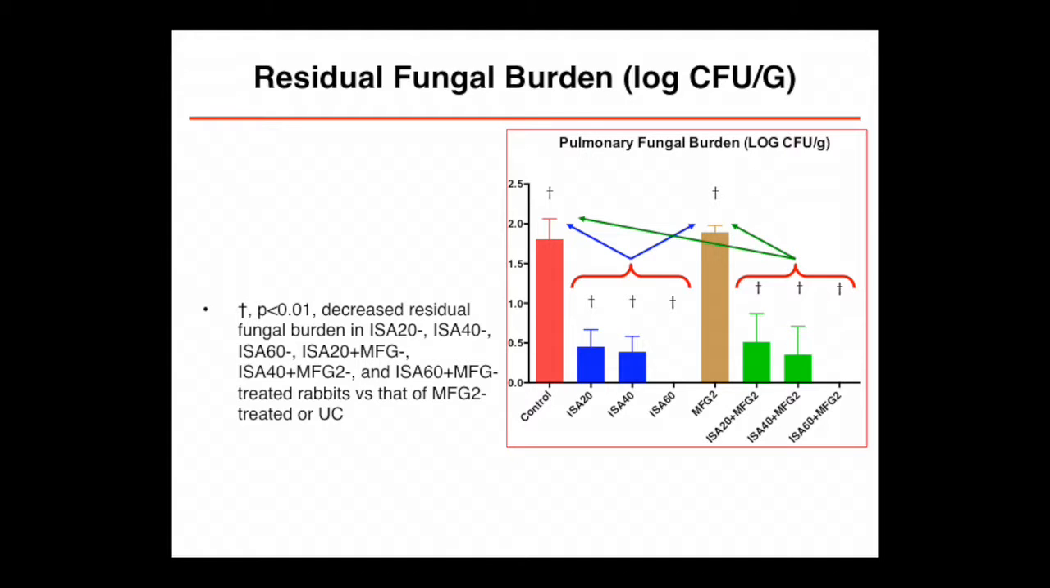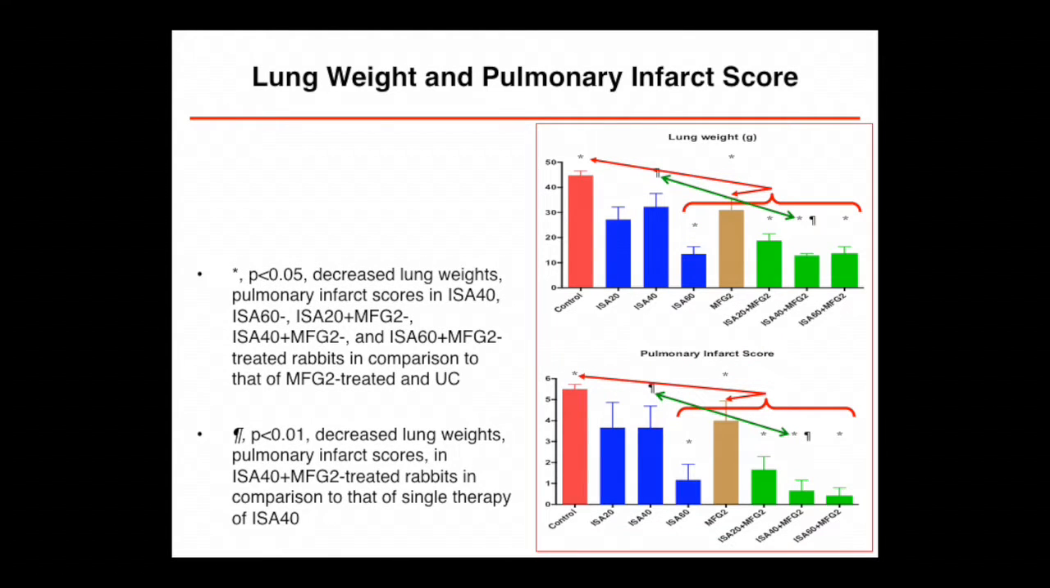Here, I'll just take with you the recurring theme that if we look at isavuconazole and micafungin from our experimental aspergillosis, further laying the foundation for potentially future clinical trials, we have significant differences in relationship to the residual fungal burden, to lung weights and pulmonary infarct score, which are markers of pulmonary injury, resulting in significant loss and ultimately in our patients, death.